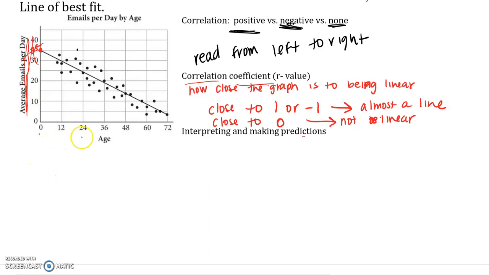But it could ask you to make a prediction, like, why do you think this graph is correlating negatively? Why do you think the line is going down? And you could say something as simple as, well, the older somebody is, the less emails they get in a day, or something like that. So be prepared for that when you get your assignment.